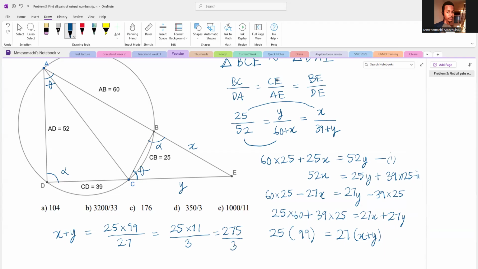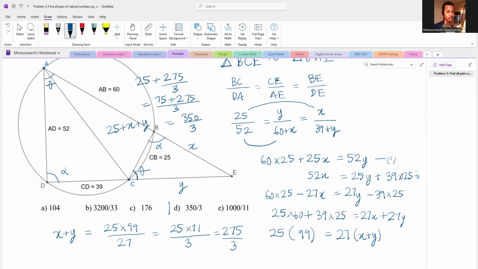Recall that we want to find the perimeter of BCE. The perimeter is just going to be 25 plus X plus Y. We know what X plus Y is, so we just have to add 25 to this. So we have 25 plus 275 over 3, which is equal to 75 plus 275 all over 3, which is equal to 350 divided by 3. And this solves the question.